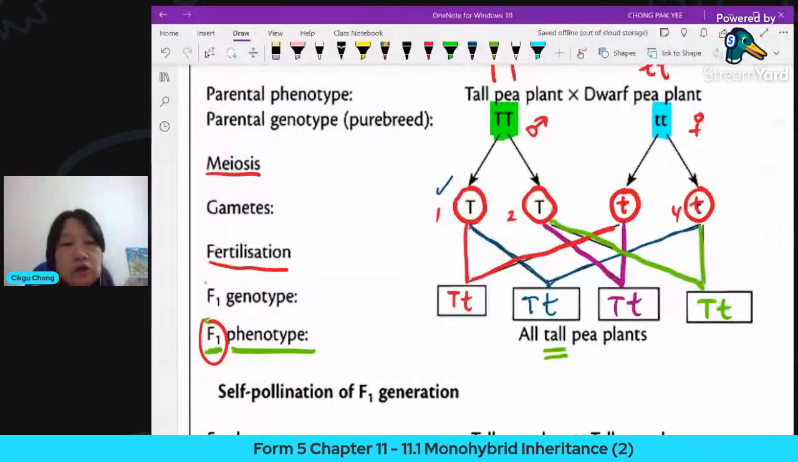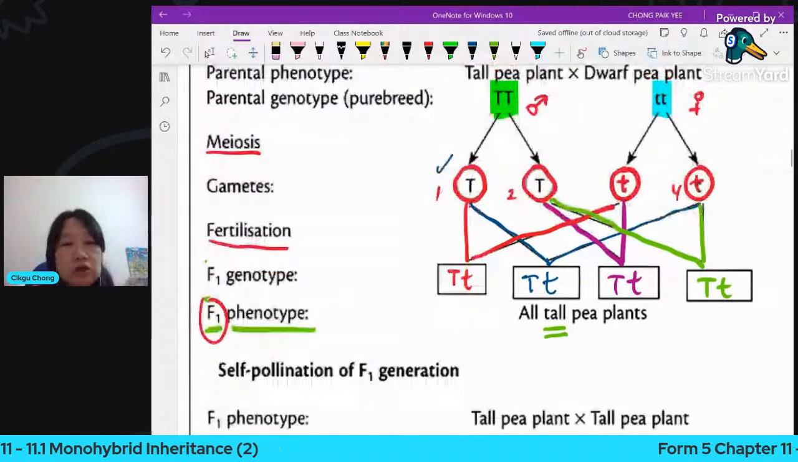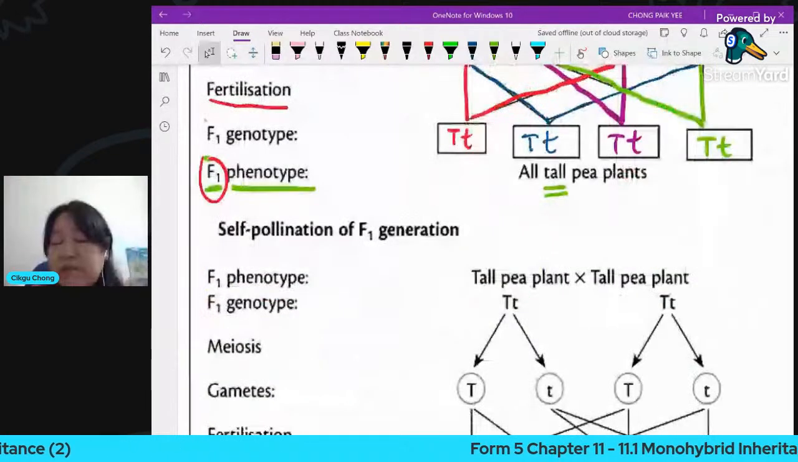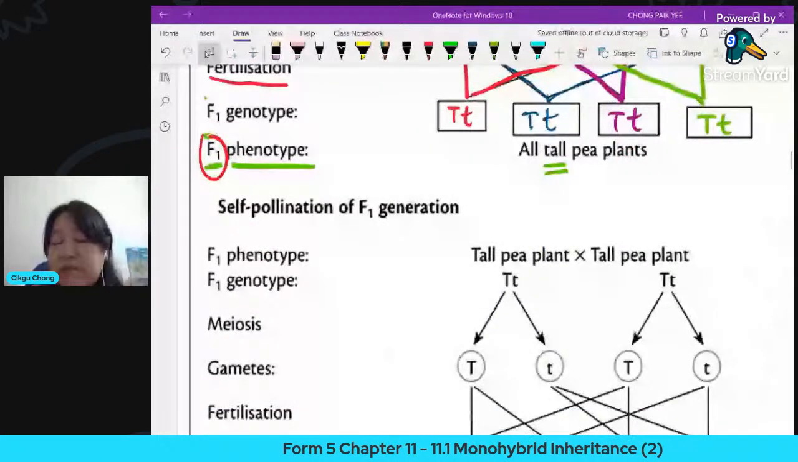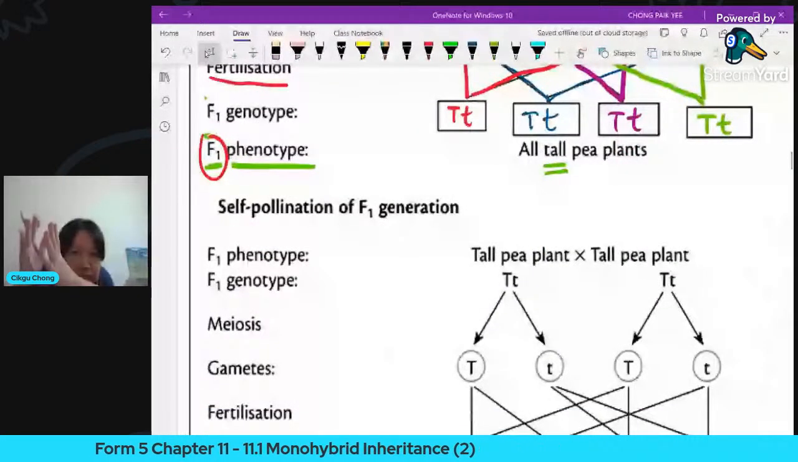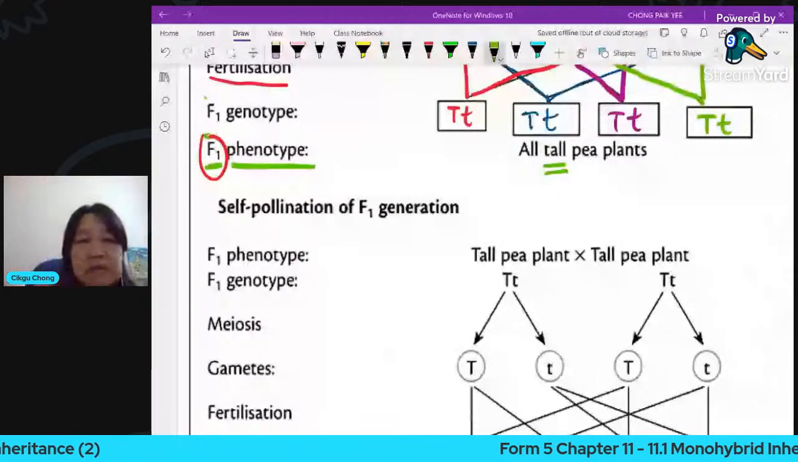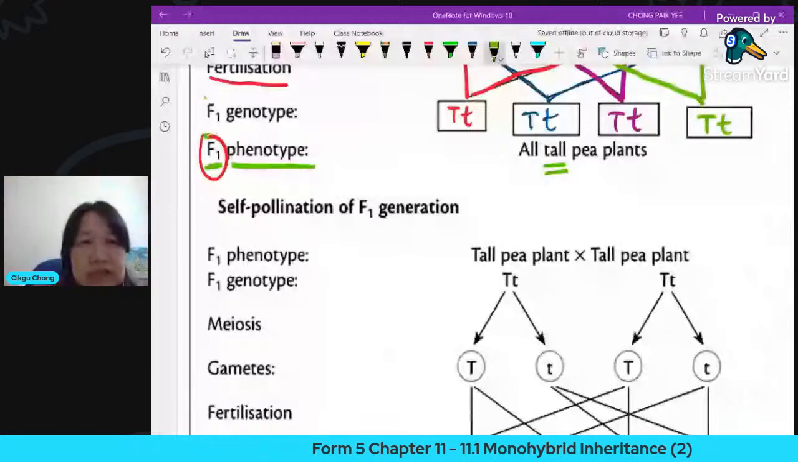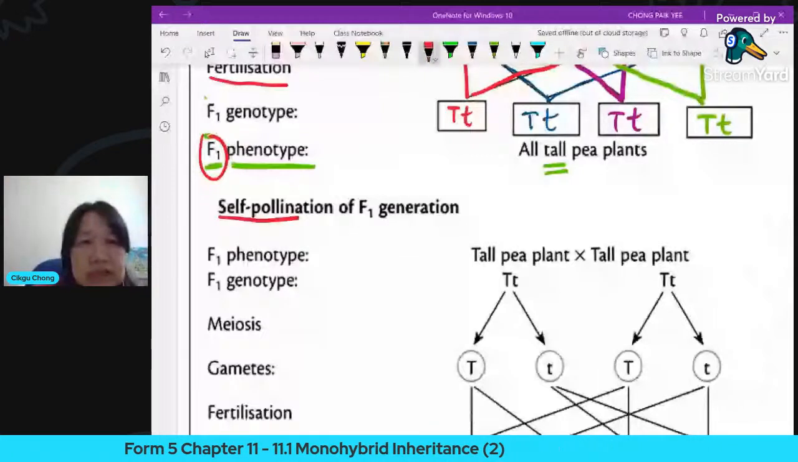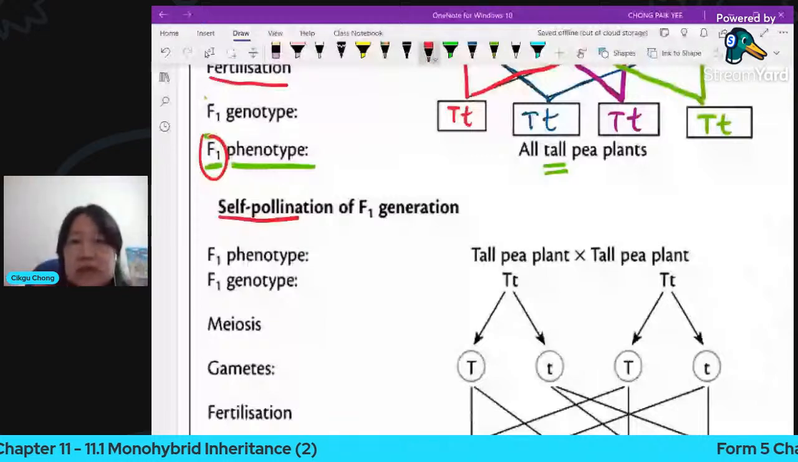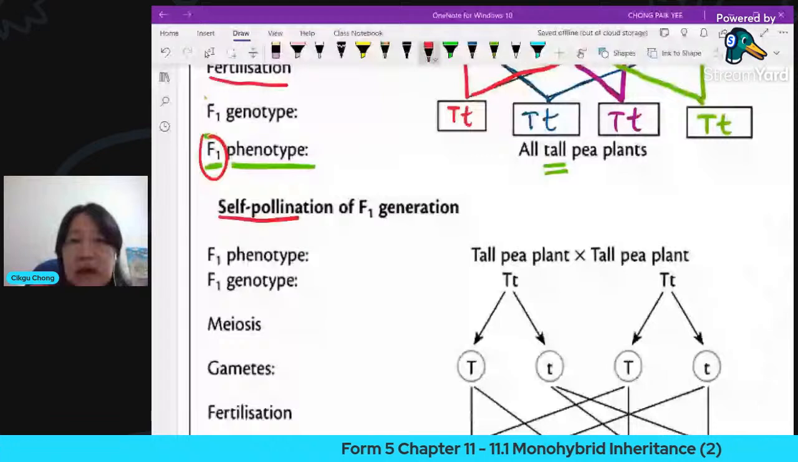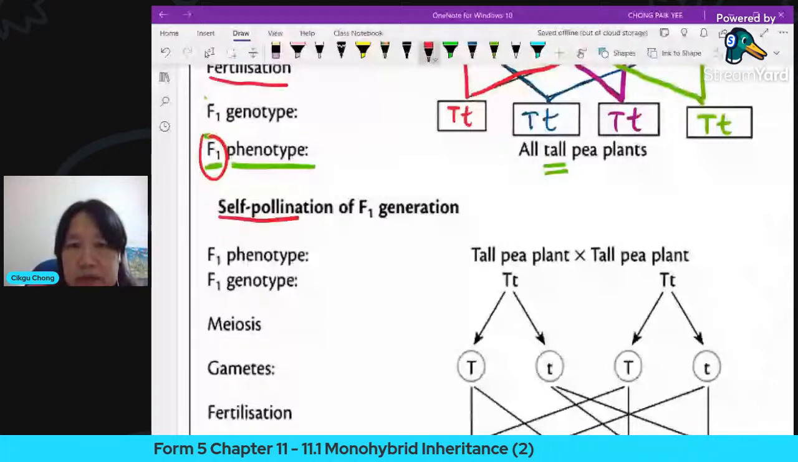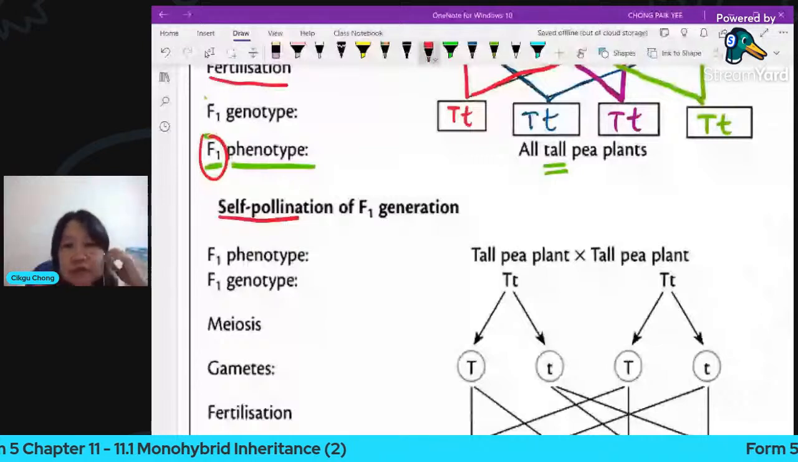Never fail. Now, how to explain the next generation? Remember what he did with F1? Self-pollination. He took the plants and picked the pollen from the plant, and then self-pollinated the flower itself. So the plant is Tt, all of them tall. So he did self-pollination, not crossbreeding.